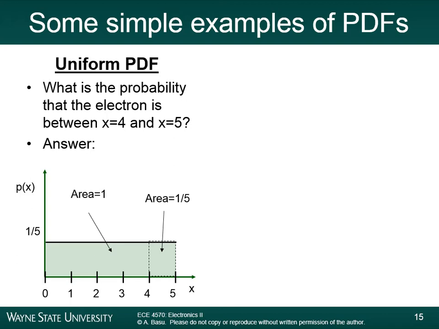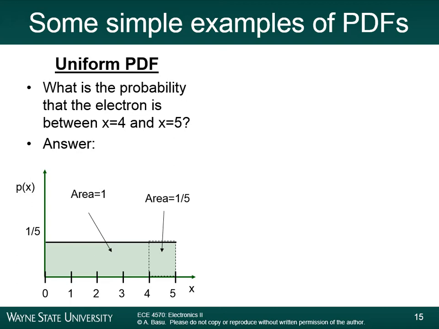This is a one-dimensional example, by the way, to simplify things. In an actual situation, we'd be dealing with three-dimensional functions. The probability density function would actually be a three-dimensional function of x, y, and z. But we're just doing a one-dimensional function so you can get an idea. So for the uniform probability density function, what is the probability that the electron is between x equals 4 and x equals 5?